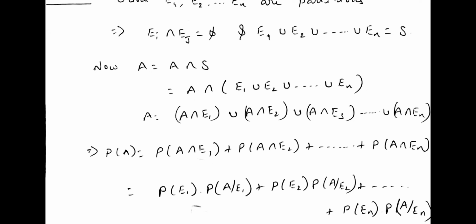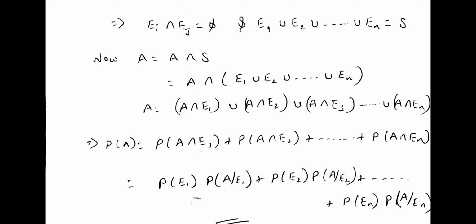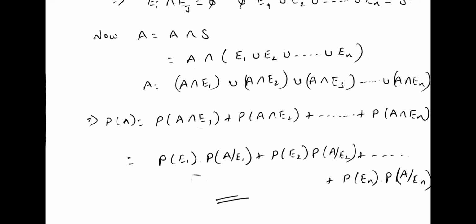If you take probability, the union will become addition: P of A union B is P of A plus P of B, that's the formula. So P of A intersection E1 plus P of A intersection E2 plus so on plus P of A intersection En. Now P of A intersection E1, by conditional probability, can be written as P of E1 into P of A by E1, plus P of A intersection E2 can be written as P of E2 into P of A by E2, plus so on plus P of En into P of A by En.